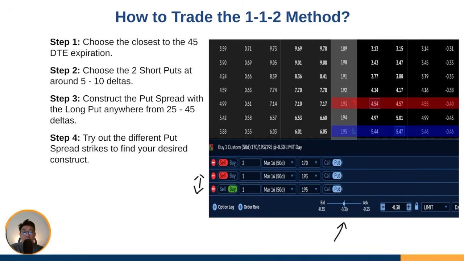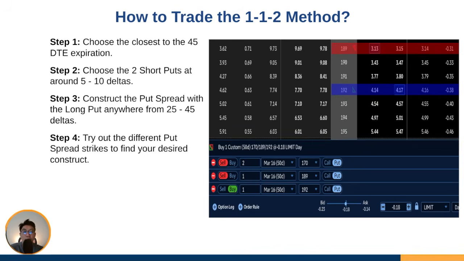But if it goes below 195 and stays there at expiration, then you get much more. The max profit will be the max profit of this credit spread, which is 2-point wide, and that is equal to $200. So $200 plus $30 for the premium you receive upfront is about $230.